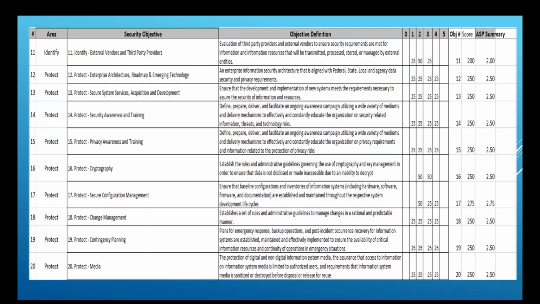Security system services, acquisition, and development. So, you know, we want to ensure that the development and implementation of new systems meet the requirements of our security and information and our resources. So if we acquire, you know, we have a third party develop an application for us. For example, we may want to put in the contract that they run a vulnerability scan and remediate the high, medium, and critical issues that are identified in that, and provide you with a report once a year.